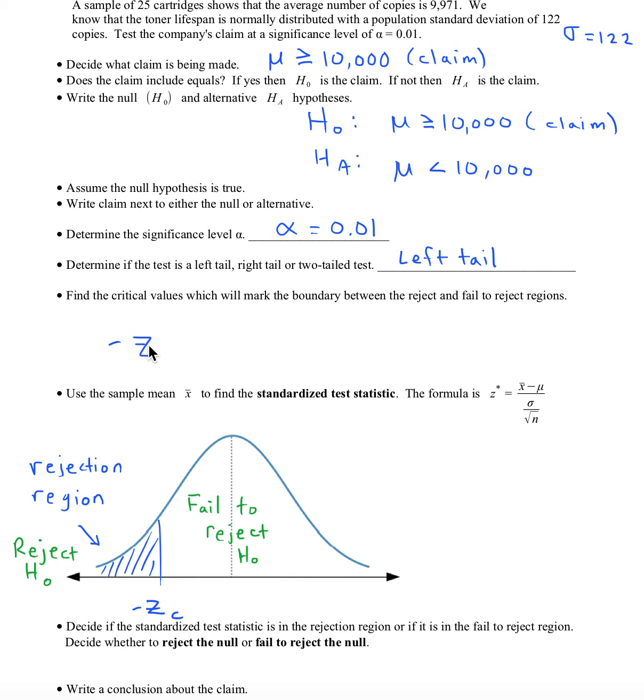Okay, so our negative Zc ended up being negative 2.326. We want to now add that number to our picture. And that number is going to go along with our boundary, representing the cutoff between rejection and fail to reject regions. The last part of this is to use the sample mean that we had found to calculate what's called a standardized test statistic.